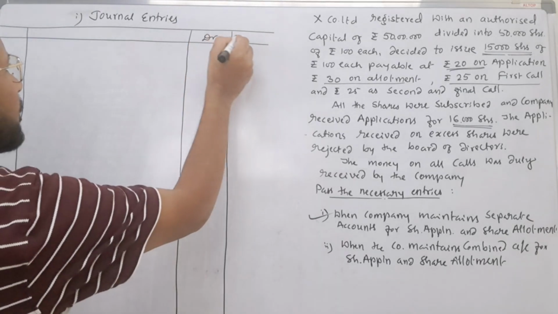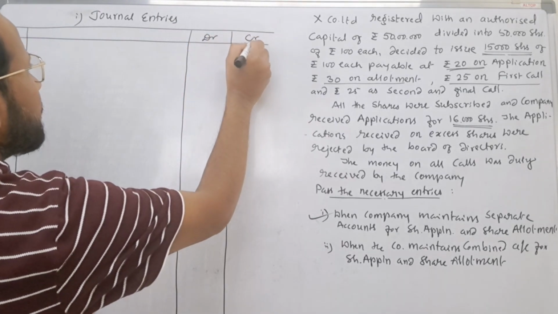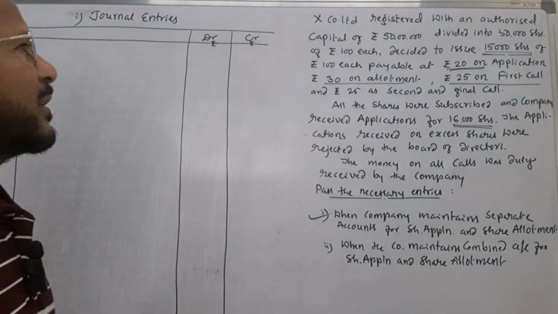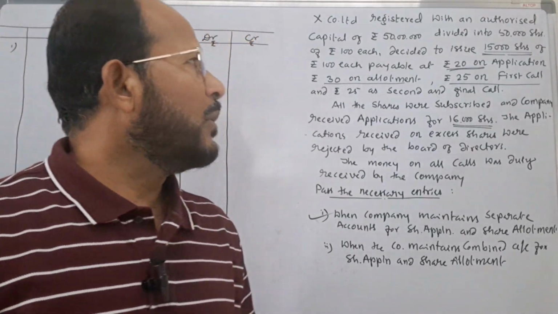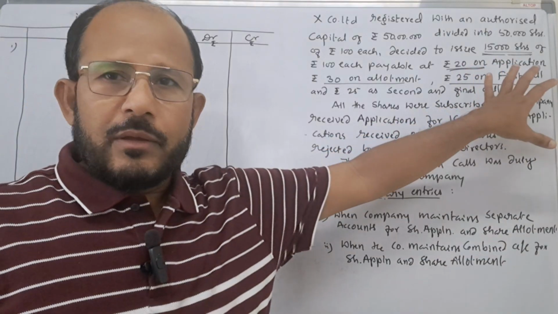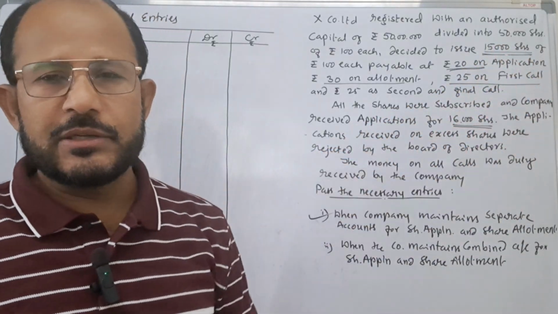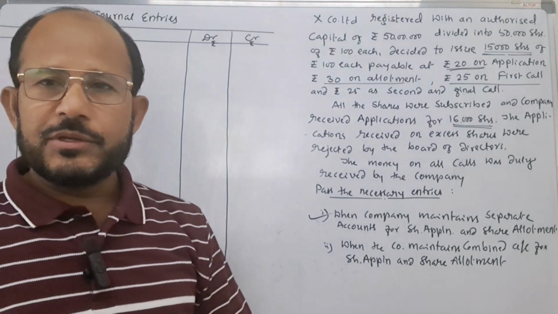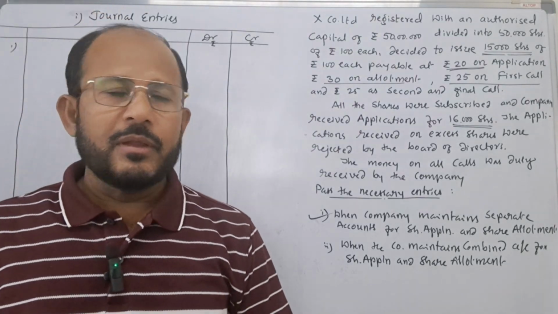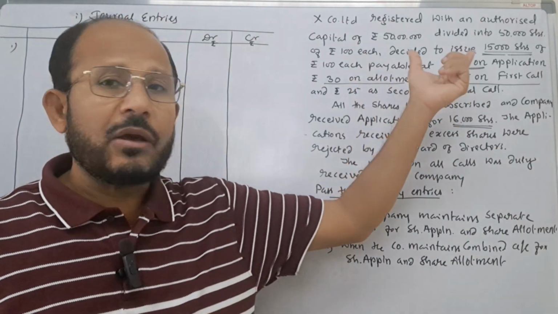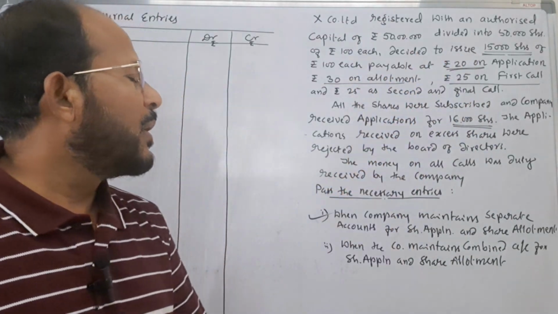Okay, here write debit and credit. Simple journal entries are there. Try to understand here. In this problem, the company has decided to sell how many shares? 15,000 shares. All the shares were subscribed for and the company has collected application money on all the shares, right?